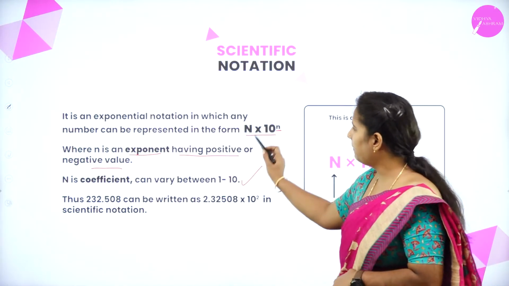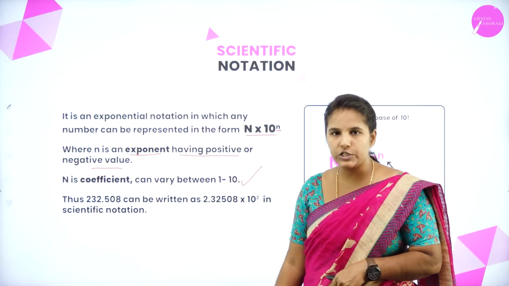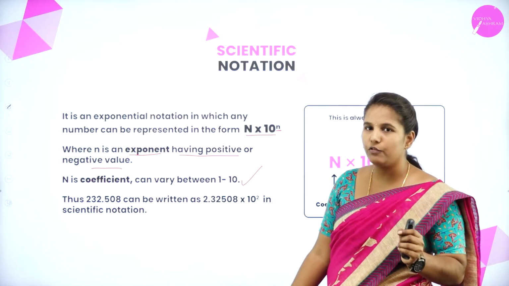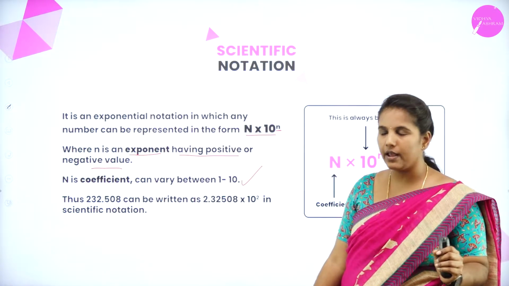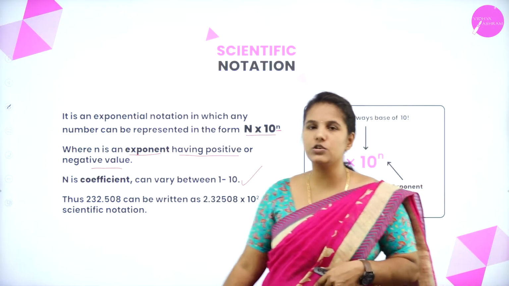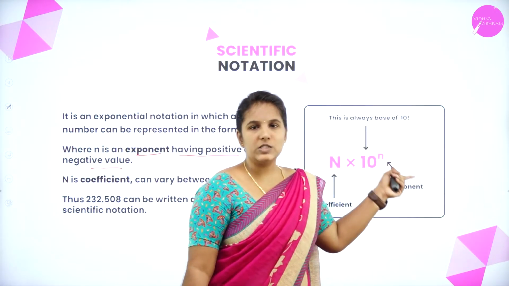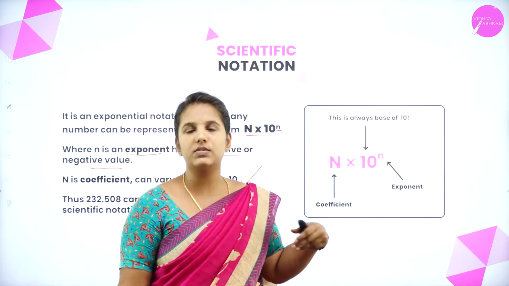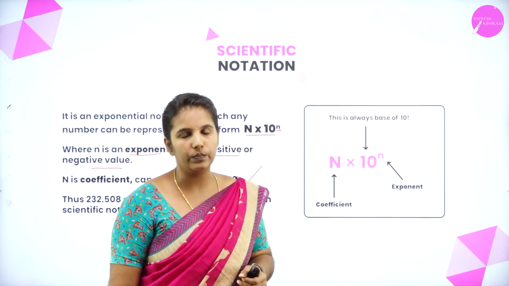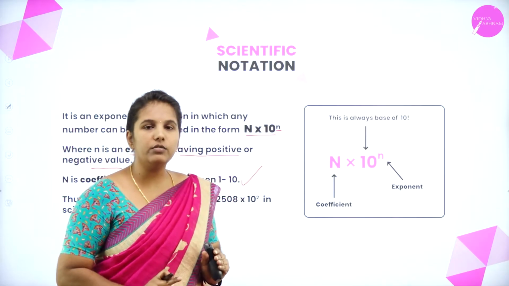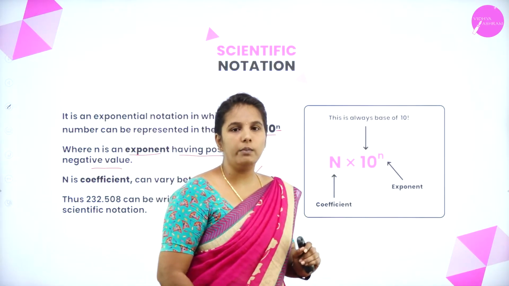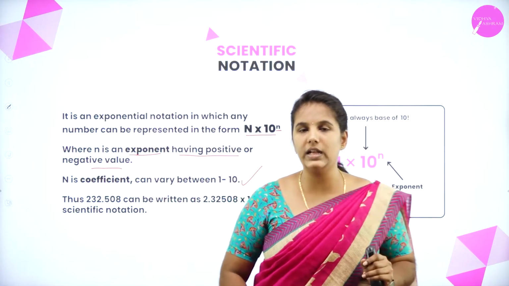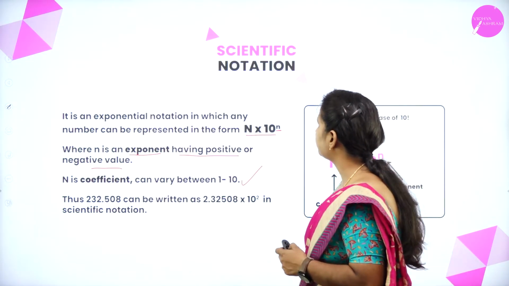Remember, the capital N is a coefficient. It usually has a value from 1 to 10. And the small n is known as the exponent, which usually can have a positive value as well as a negative value. Let's see how we do mathematical operations by using scientific notation.